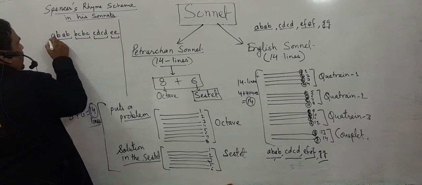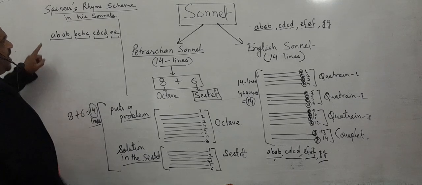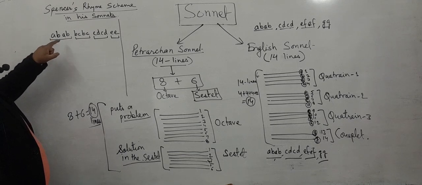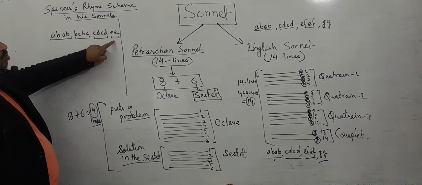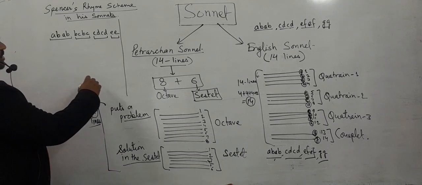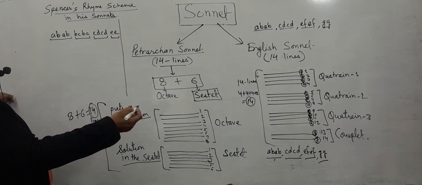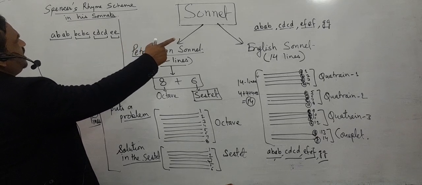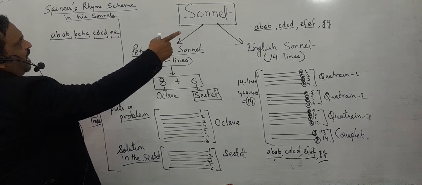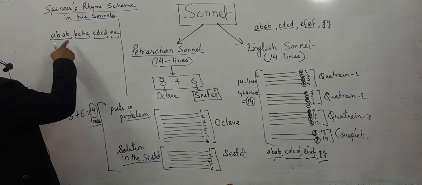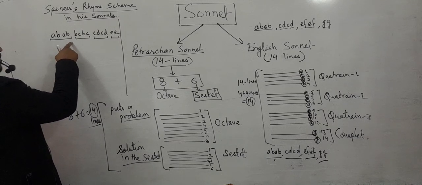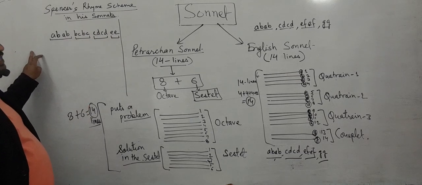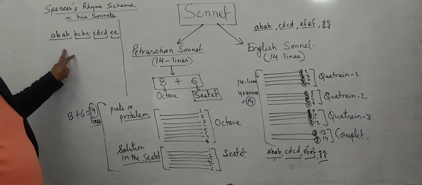So we are seeing that even in Spenser's sonnet, there are 3 quatrains. Each quatrain consists of 4 lines, and there is a concluding couplet here. But the rhyme scheme differs from the English sonnet. In the English sonnet, the rhyme scheme was AB, AB, CD, CD, EF, EF, and GG. But the rhyme scheme in the case of the Spenserian sonnet is AB, AB, BC, BC, CD, CD, then EE. There is a slight change in the rhyme scheme here.